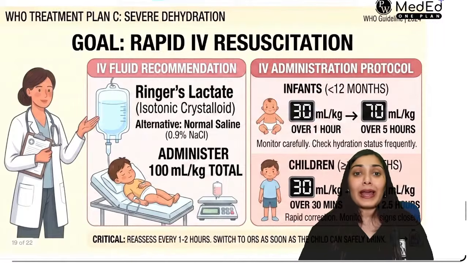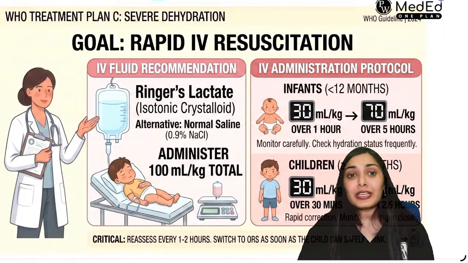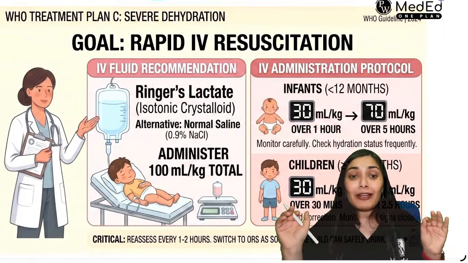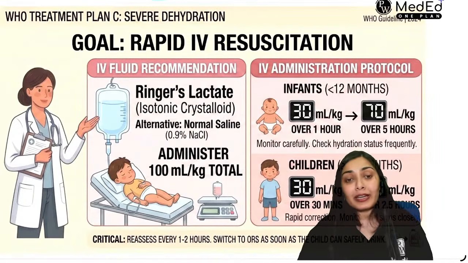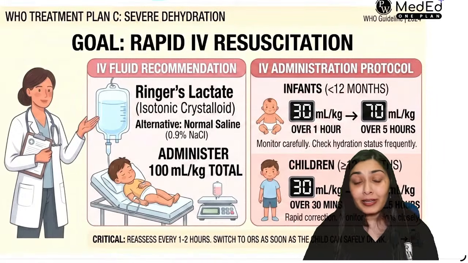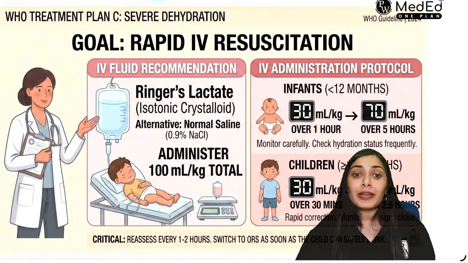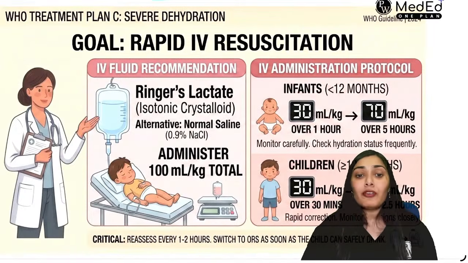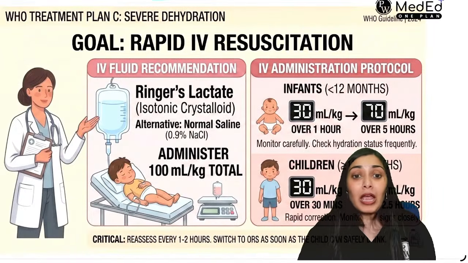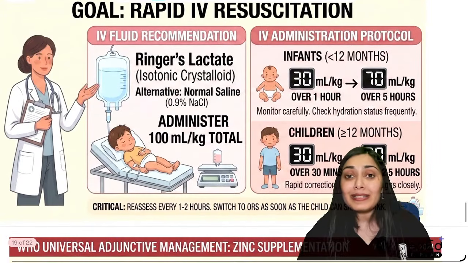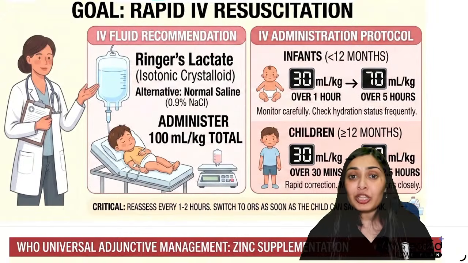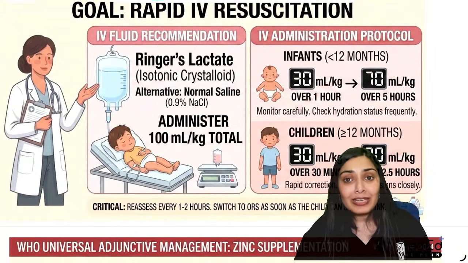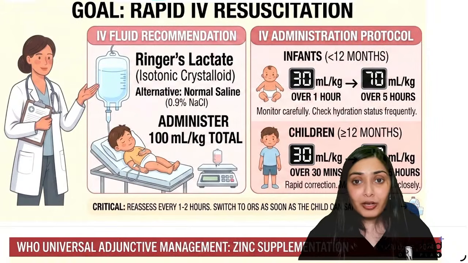Moving to plan C, that is severe dehydration. Here we have to give rapidly IV fluid. We choose ringer lactate. If ringer lactate is not available or contraindicated in some case, then the alternative would be normal saline. We give 100 ml per kg total. How do we give this 100 ml per kg? If the child is smaller, that means less than 1 year, then you give firstly 30 ml per kg over 1 hour, followed by 70 ml per kg over the next 5 hours.